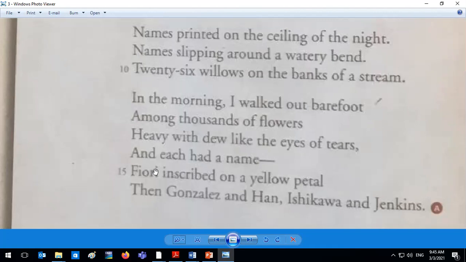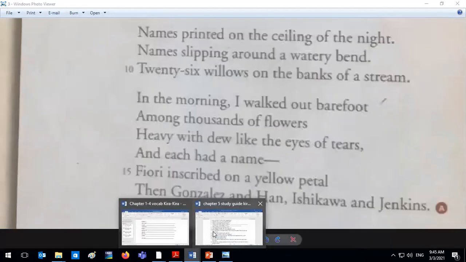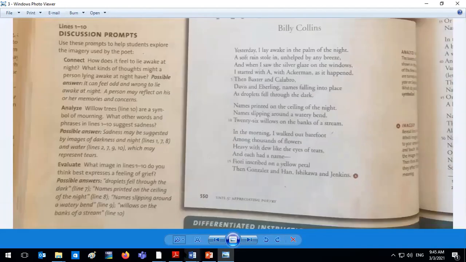Heavy with dew like eyes of tears. Again, a yellow petal. So all here we see imagery. We see a lot of images of water. We see a lot of imagery, the sense of touch and the sense of sight. So we can discuss imagery. This is a lot of imagery, specifically in stanza number 3.